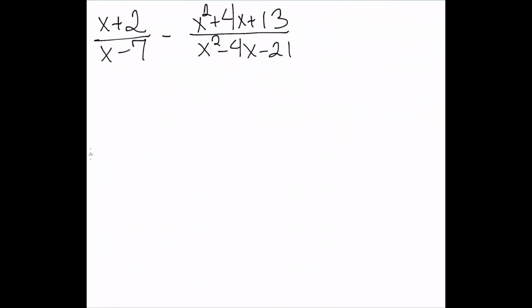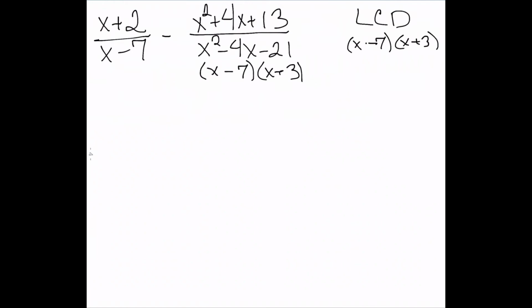For our last example, let's look at a subtraction. The first fraction doesn't need to be factored, but the second one, the denominator, does. Two numbers that multiply to be negative 21 and add to be negative 4 would be negative 7 and positive 3. So now my least common denominator, well, I have an x minus 7 on the first one. For the second one, I've already included the x minus 7, and now I just need to include the x plus 3.